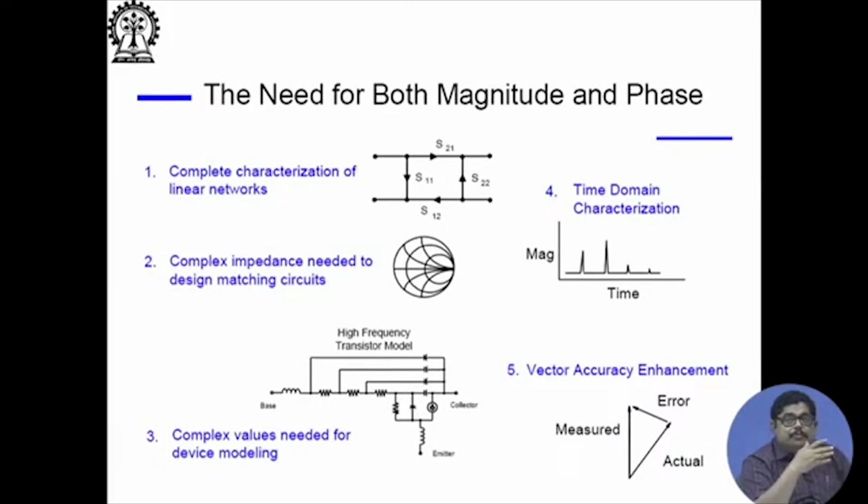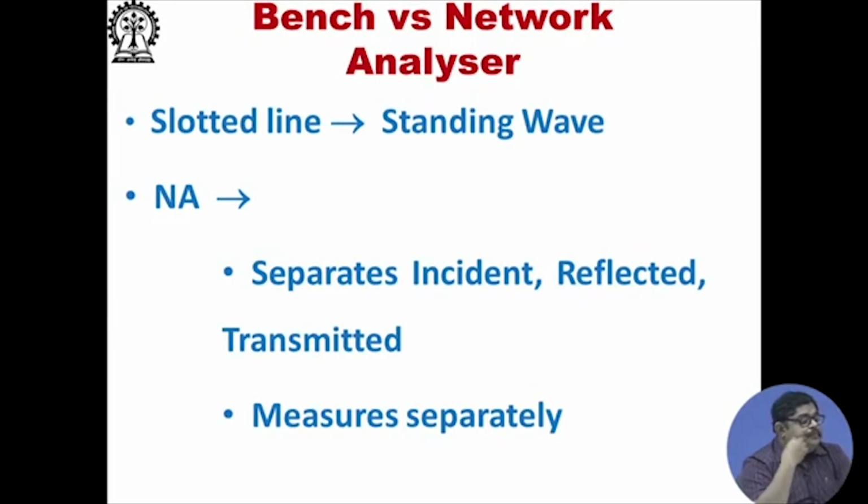In time domain, if I want to characterize anything, I need to carry out a Fourier transform or inverse Fourier transform. Now, Fourier transform or inverse Fourier transform also is a complex operation, because if the Fourier coefficients are not handled in a complex number wise manner, then there is a problem. Similarly, vector accuracy enhancement, that is also a vector operation.